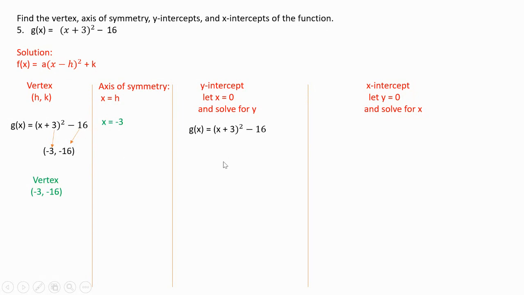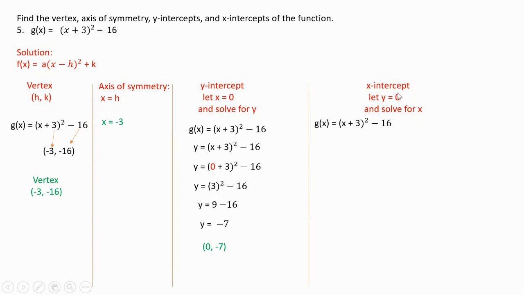Now to find the y-intercept, the g of x is the same thing as y. So it says to let x equal 0. So I'm going to put 0 there for the x. So this will give us 0 plus 3, which is just 3 squared. So this will give us 9 minus 16. So y equals -7. So the y-intercept will be (0, -7).